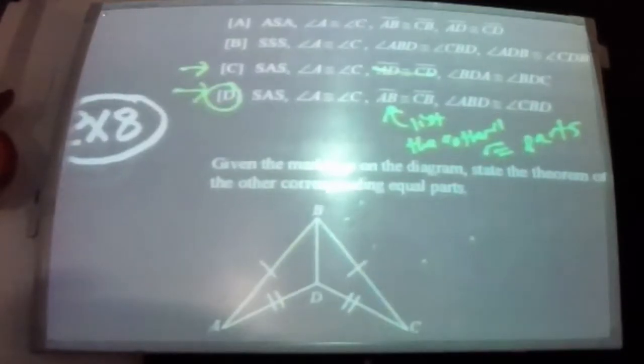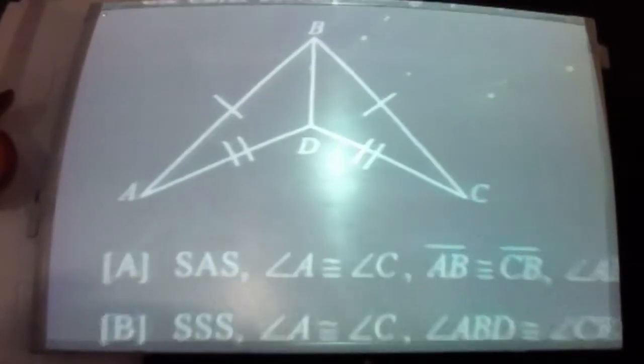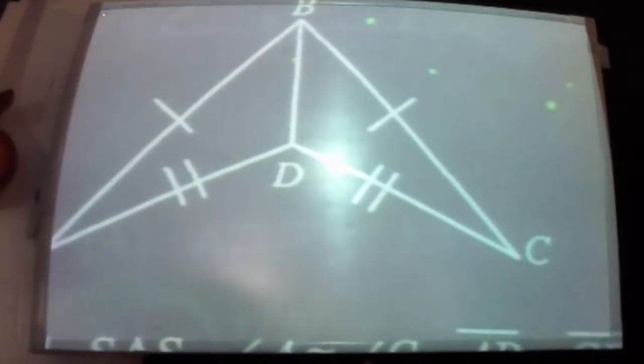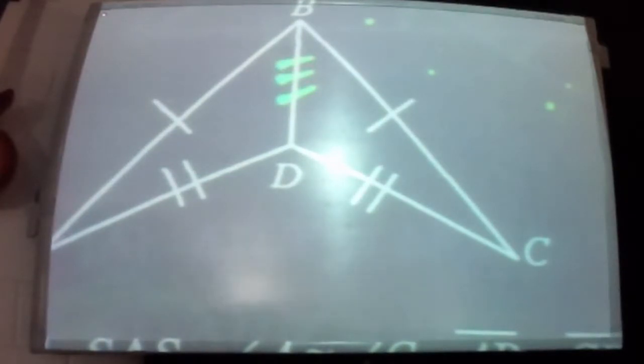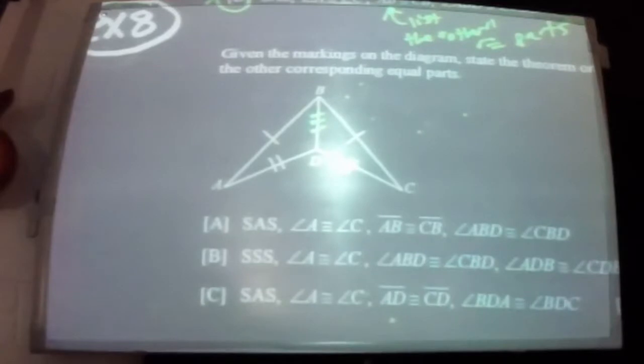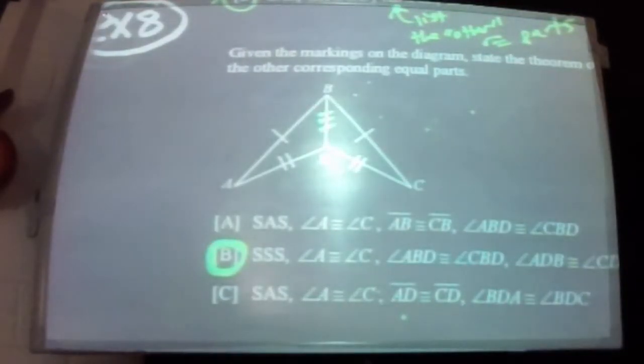This one's a similar picture, but we know different stuff. This one should be really easy. Yeah, we got shared sides. So we got side, side, side. When you go to look at it, how many answers say side, side, side? So it's got to be that one, right? That is it.